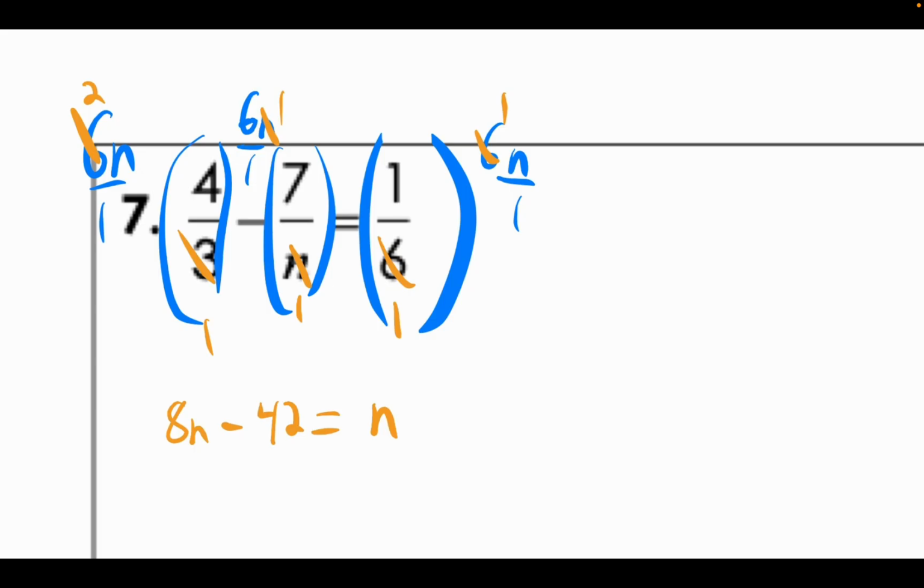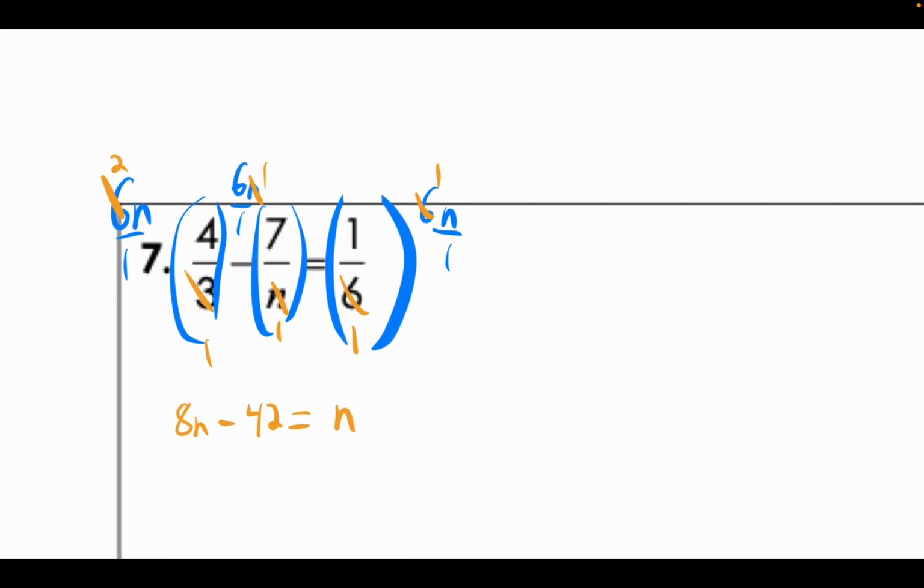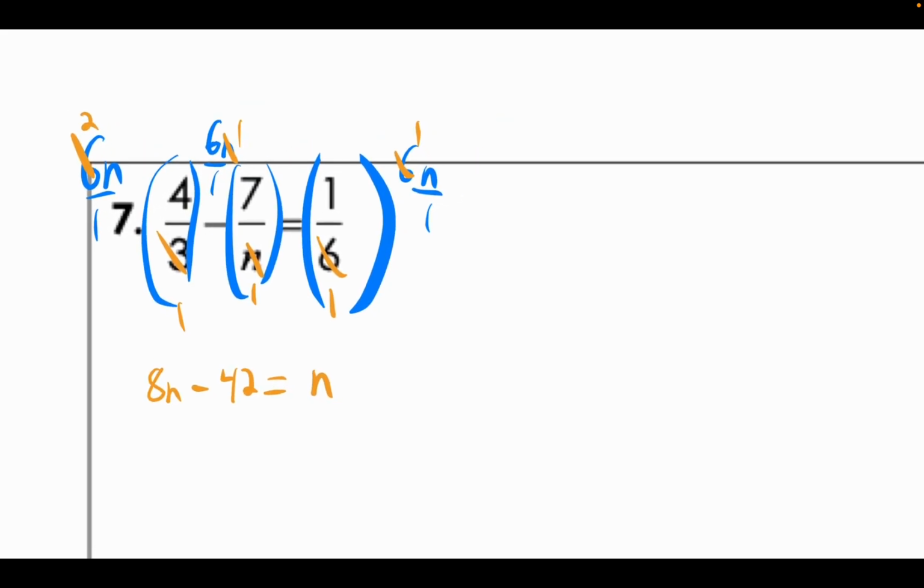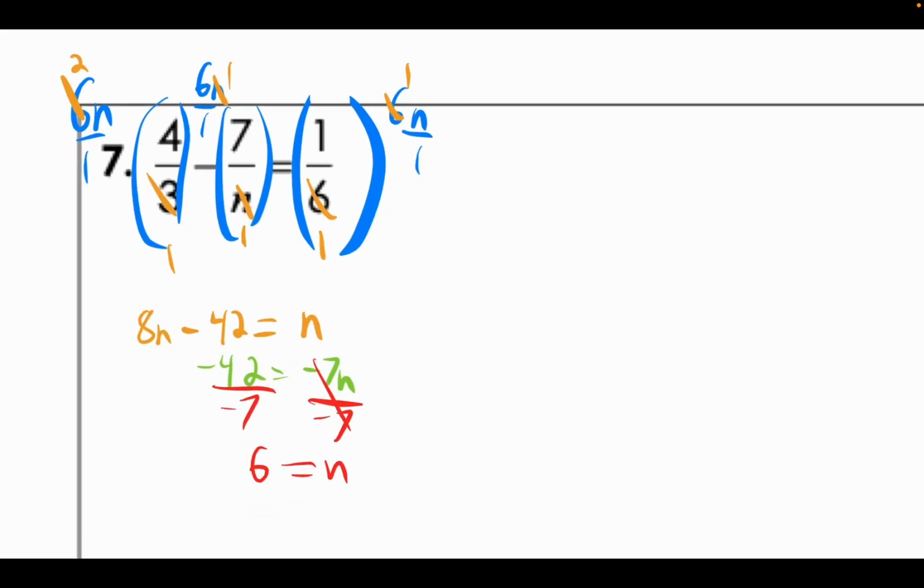Then I need to solve this following equation. I would subtract 8n from both sides, giving me negative 42 equals negative 7n. I hope I just wrote negative 4n, silly me. Then I'll divide both sides by negative 7, and n equals 6. And that does not make a denominator 0, so it's perfectly fine.